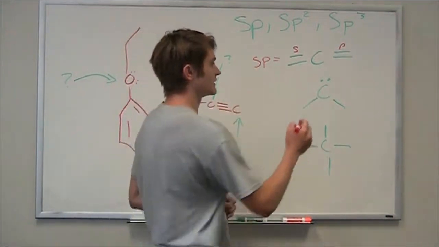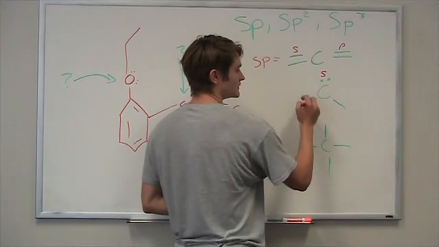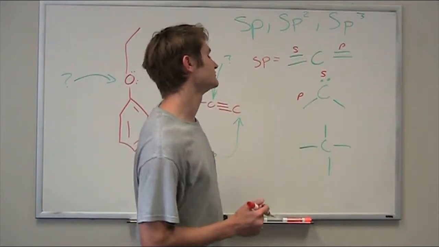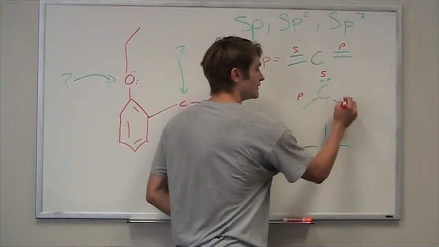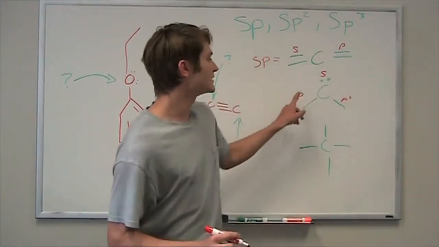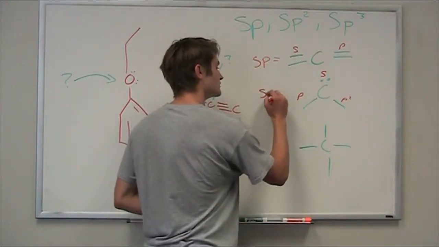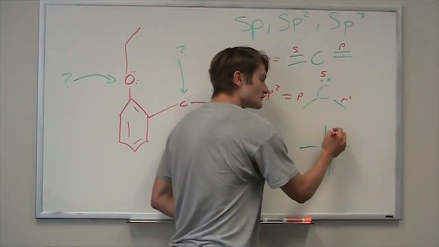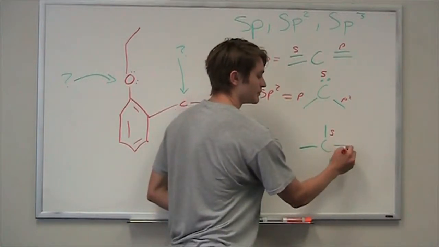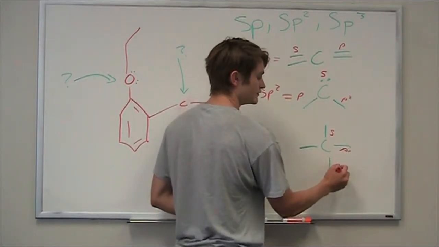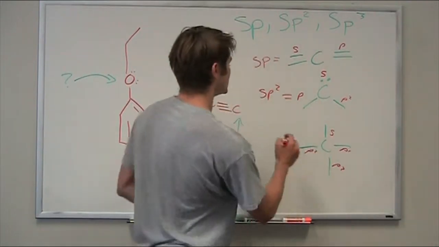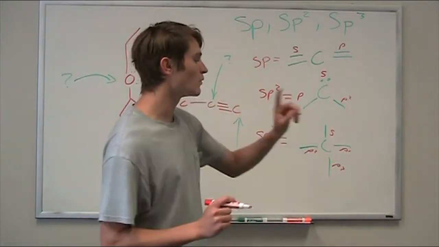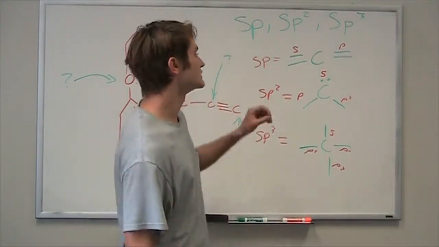Lone pairs count as 1, so you have S, another bond, P, and then this is your P2. So S, P1, P2: sp2. Here, it's tetrahedral, so there's S for 1 bond, P1, P2, P3. You see what I did there, right? That's sp3. You always go 1 S, and then you count your P's upward. That's with each bond angle.